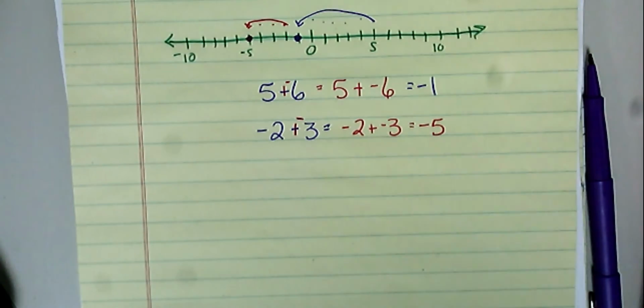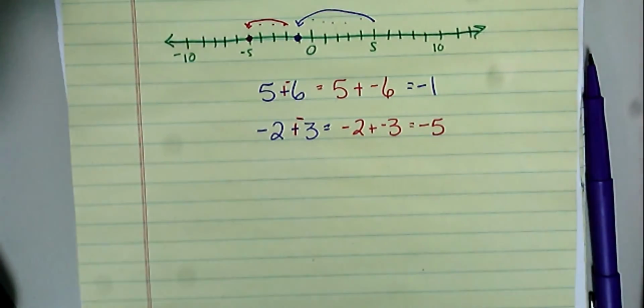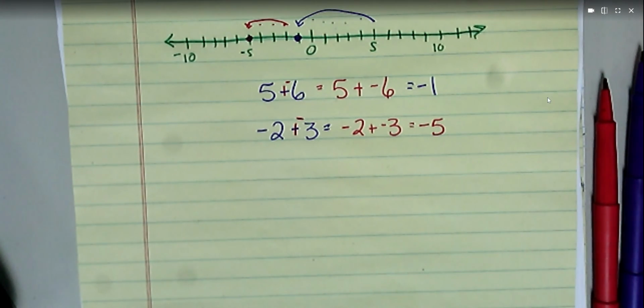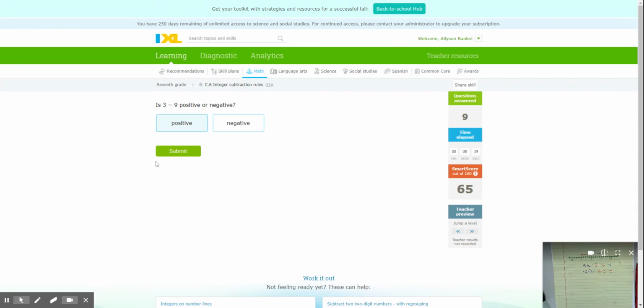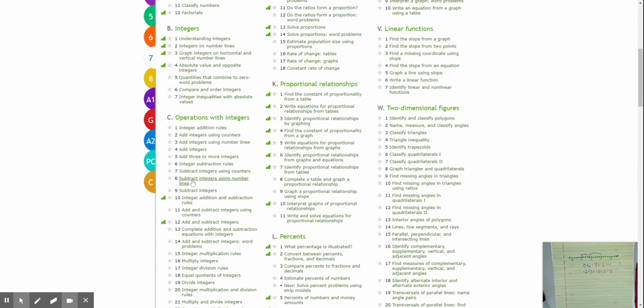So if you have mastered the adding integers rules with number lines, then all you have to do is remember the change rule: change the sign of the subtraction to an addition, change the sign of the second number. You don't change the first number, just the second one, and you will be okay. So let's do a few of these on your iExcel. This is actually C8, subtract integers using a number line.